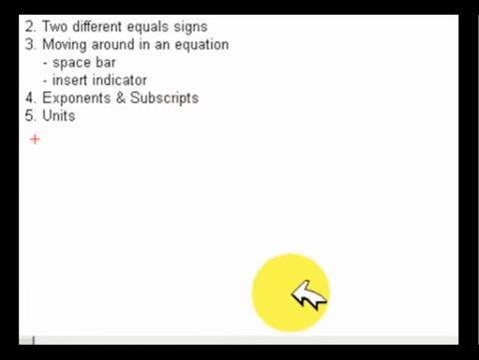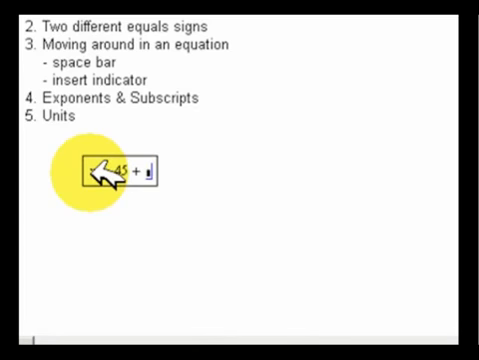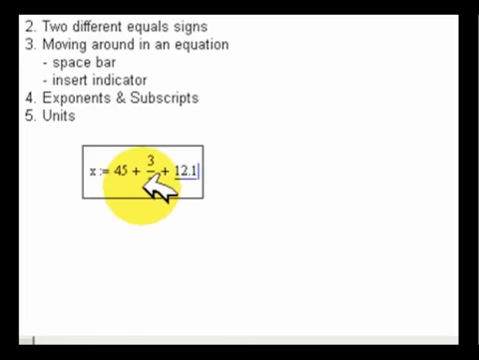Okay, so get rid of this stuff here. Moving around an equation. Let's say I've got a complicated equation. Let's say x equals 45 plus 3 divided by 2 plus, I'm just making something up, 12.2, 12.1. You can see this little blue underline is telling me the thing I'm operating on. I can click on various places using the mouse. Here I'm going to operate on the 3. I want to change the 3 to, say, 4, so I can go in and change that to 4.